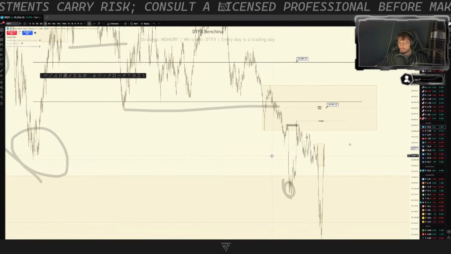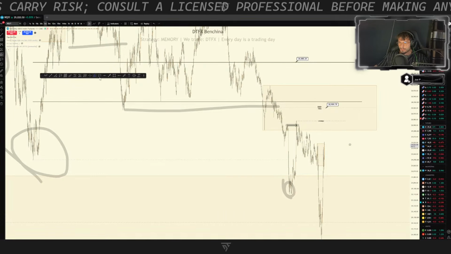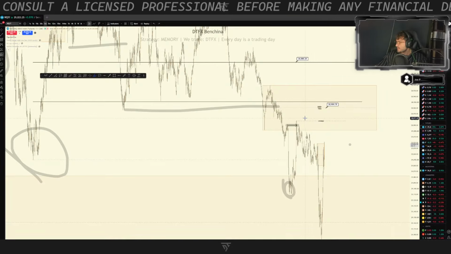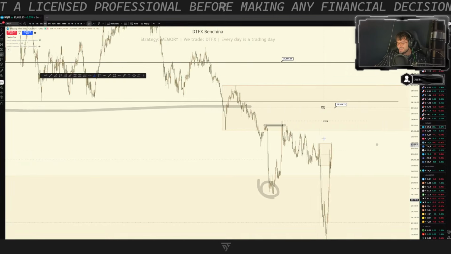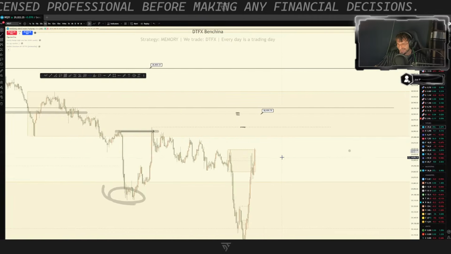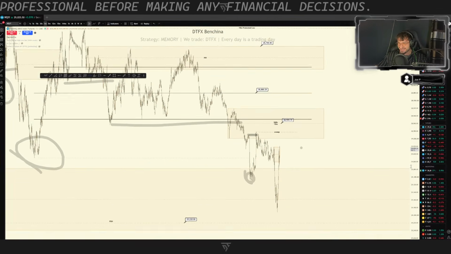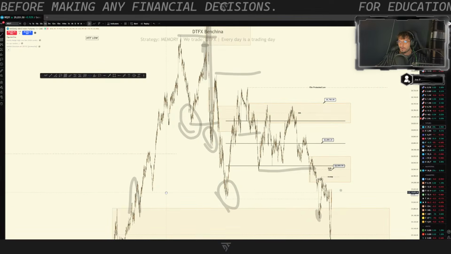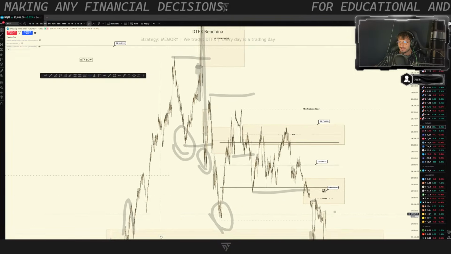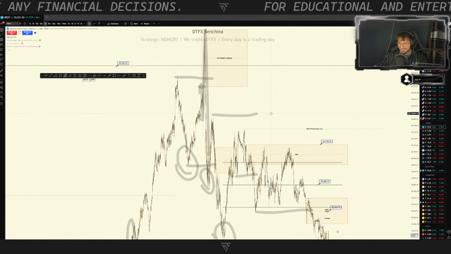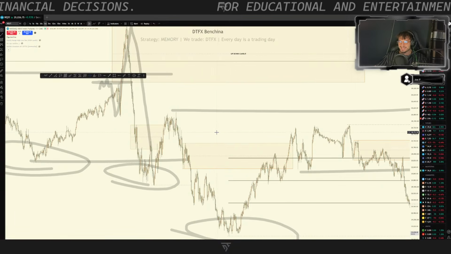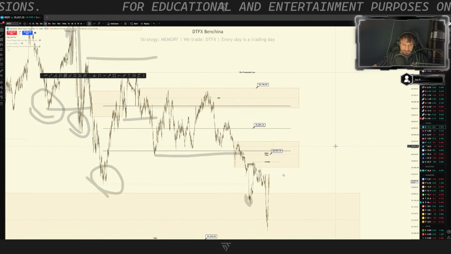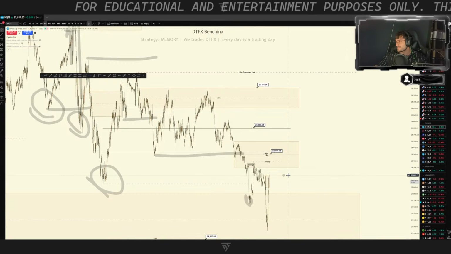Otherwise, I do see a rejection here. I'm actually long now. Yeah, but when you see this, and that's the previous daily low. I'm gonna keep it like this. Yo, what are you trading? NQ? Yeah, I'm trading NQ.